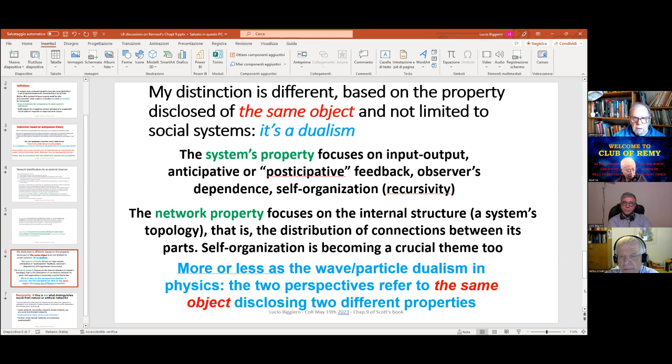Well, I already mentioned the distinction made between the structure of a system at any one time and its organization. So the topology in that sense is changing. And here you say self-organization is becoming a crucial thing too. Well, self-organization as a term has got at least three separate meanings that I discern in the literature.